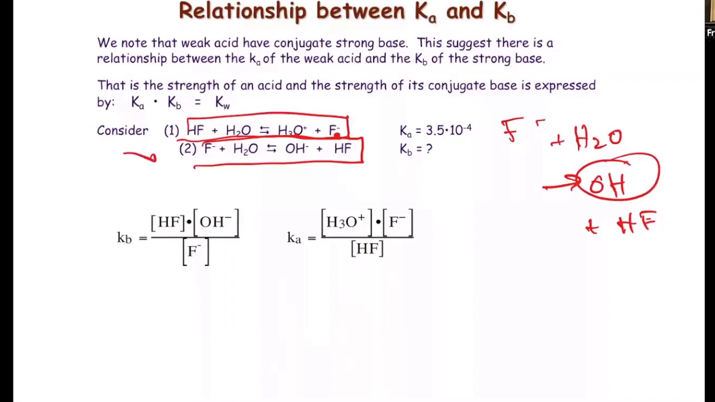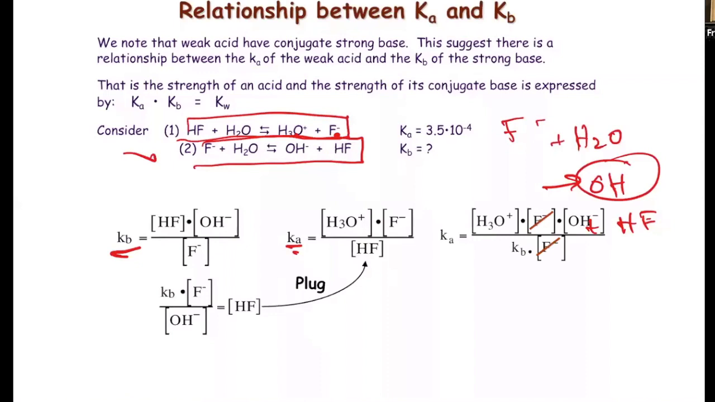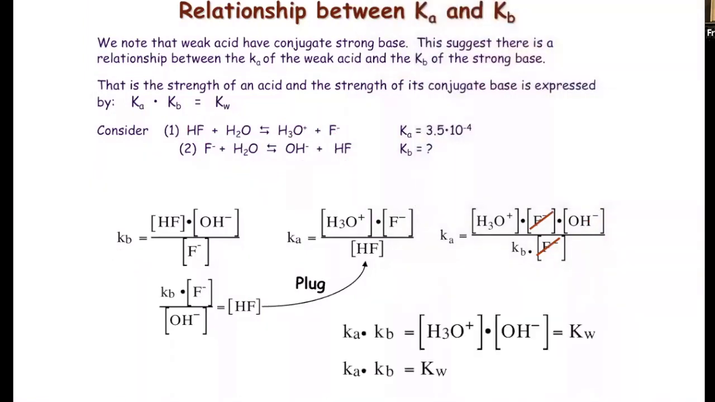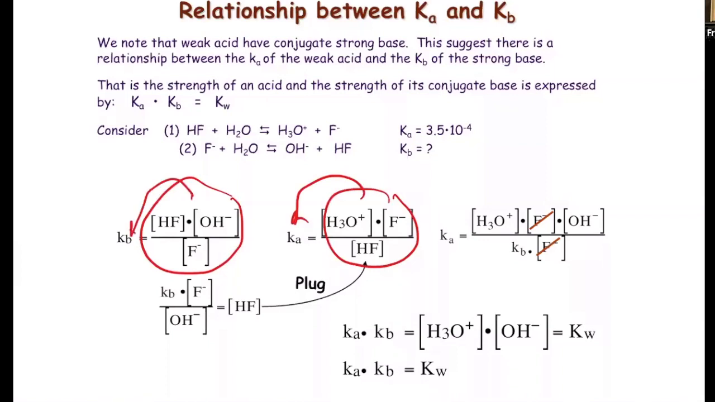Look what happens. This is my mass action expression for Kb. This is my mass action expression for Ka. Look what happens when I multiply the two. When I multiply the two, I actually get, let me clear this out, hydronium times hydroxide equals Kw. And isn't this equation and this equation equal to Ka times Kb? Therefore, this is just Ka times Kb. That's the relationship between the acid dissociation constant and the base dissociation constant of the conjugate of that acid.